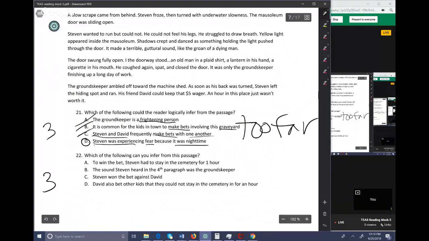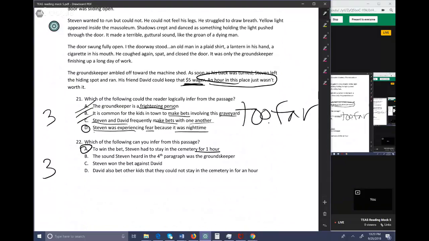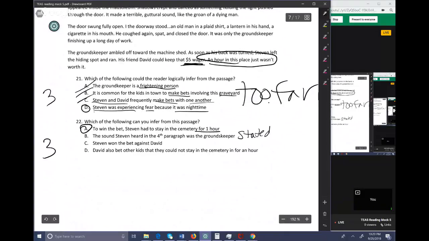And then the next question is, what can you infer from this passage? And that's going to be A, to win the bet, he had to stay for 1 hour, because it says he can keep the wager. An hour in this place isn't worth it. All of the others, this one is stated. Stephen won the bet against David is wrong, is incorrect. And then David also bet the other kids that they couldn't stay. This is too far. You don't know this answer.